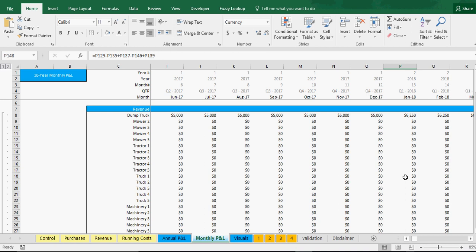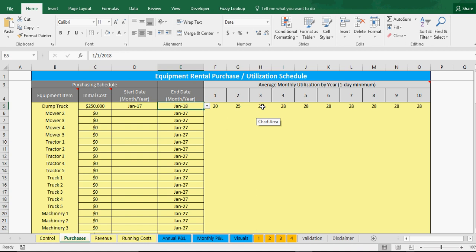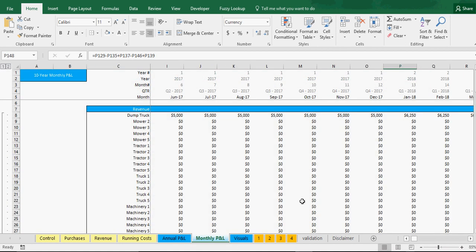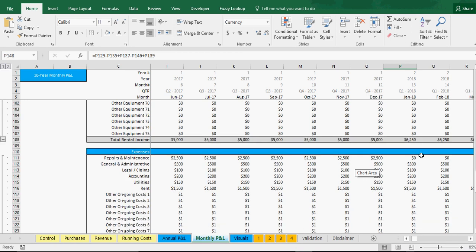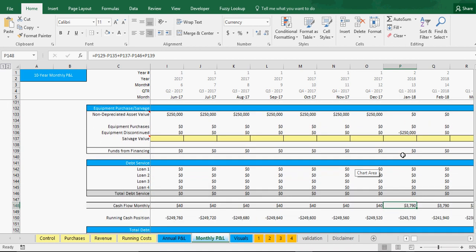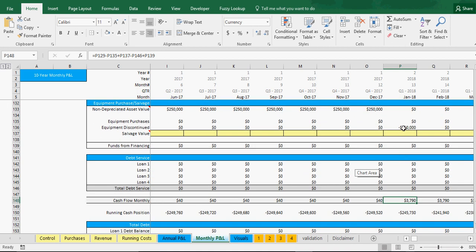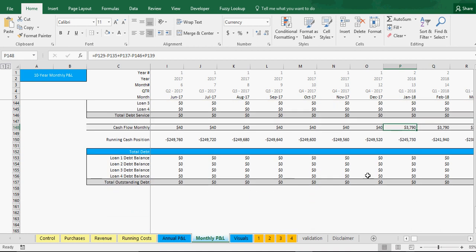Looks like our revenue went up January of 18. Oh, because we went up to 28 days from 25. Okay, that makes sense. And I'm glad that's working. So, running cash position. Again, this is not going to affect it. You see we went from negative 249 to negative 245 after that month. And there's no debt service at the moment.